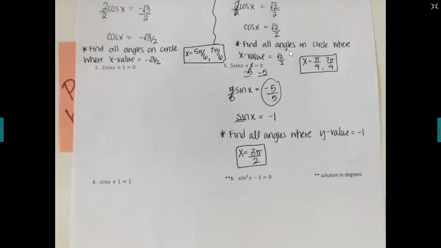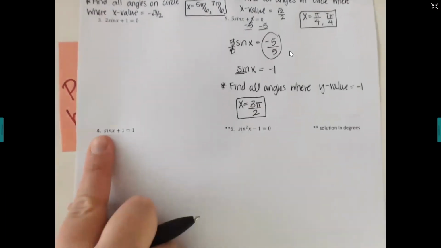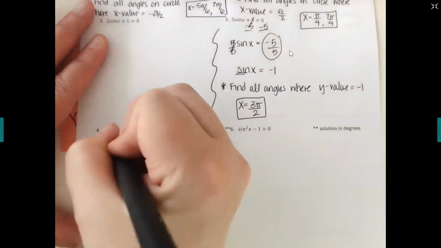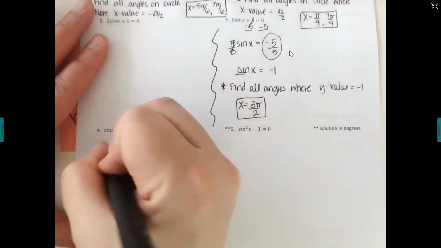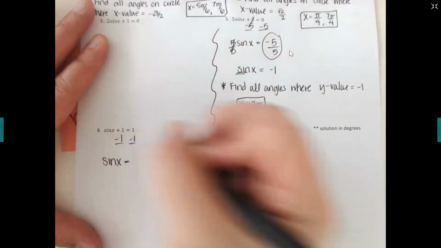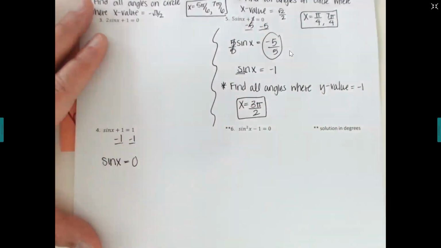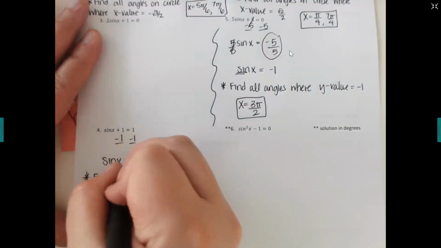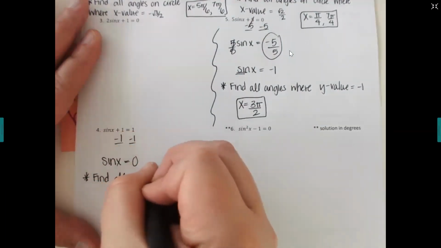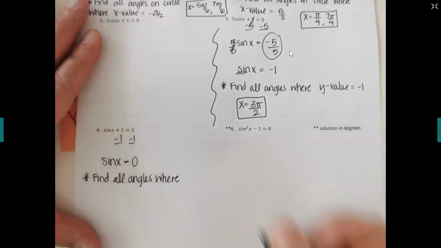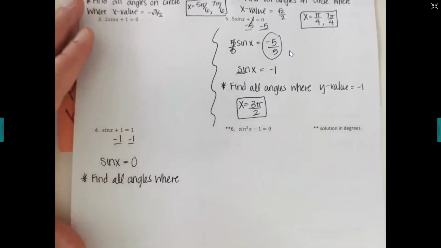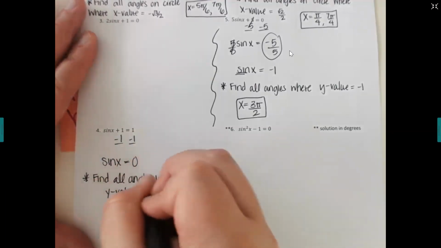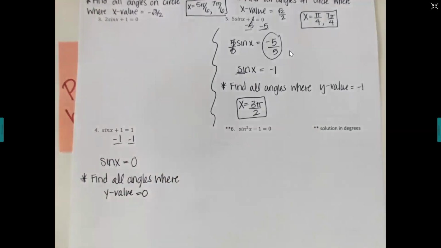Okay, let's look at number 4. What do you think I should do first here? Minus 1. Okay, correct, minus 1. 1 minus 1 means that sine x equals what number? 0. Okay, then I'm going to put my little star. Find all angles where? Okay, very good. How do I know that I want the y value to be 0? Because what type of trig is it? Okay, sine, versus if it was cosine, I would want the x value to be 0.